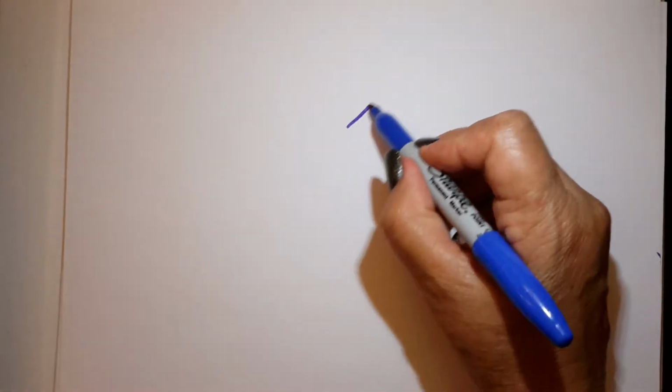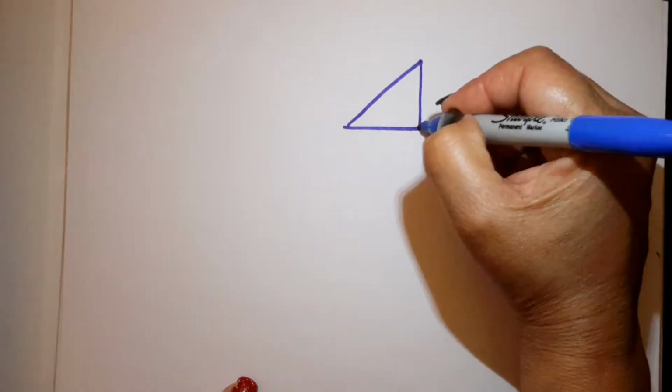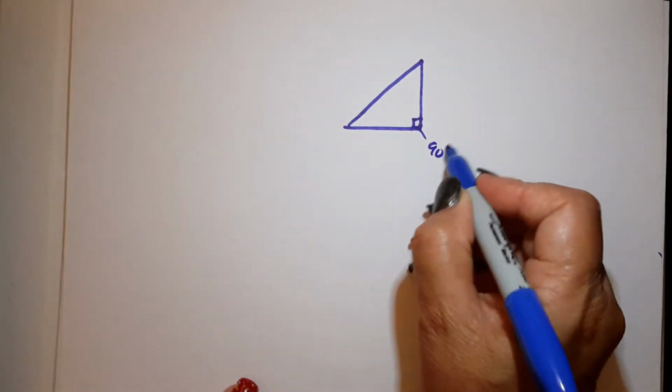So let me draw this triangle. Let me use a different page right here. This is pretty big. So let me draw this triangle here. Again, I'm going to go nice and easy. And you know that is right because it has the little square here. So that means that this is 90 degrees.